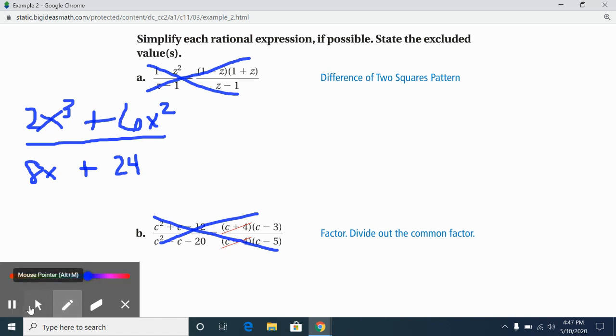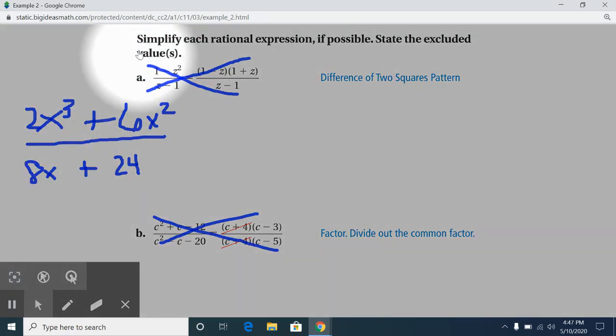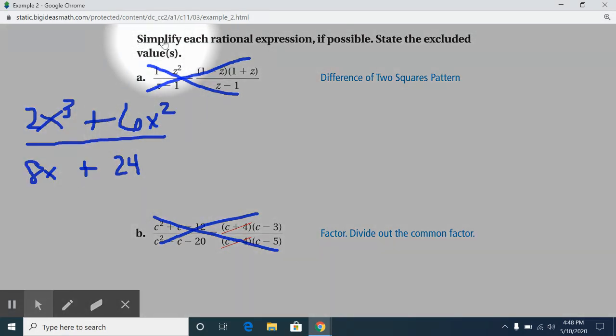Okay, so what are they asking us to do exactly? This is what the instructions will say today. Simplify each rational expression if possible and state the excluded value. So it's the same instructions as last week, but the difference is the expressions we're given are not factored yet. Last week, everything was already factored for you, and you just simplified it and found the excluded value.